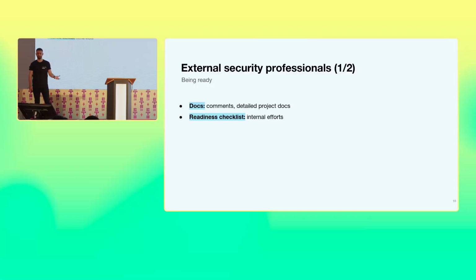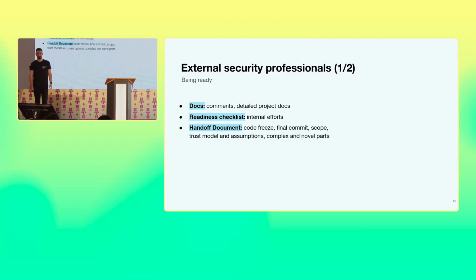And the next is a readiness checklist. So I recommend this to everybody who's going to work with an external professional. It is basically a list of your internal efforts, and you go through that list before each external engagement. You remind yourself of what you have to do before engaging with an external party.